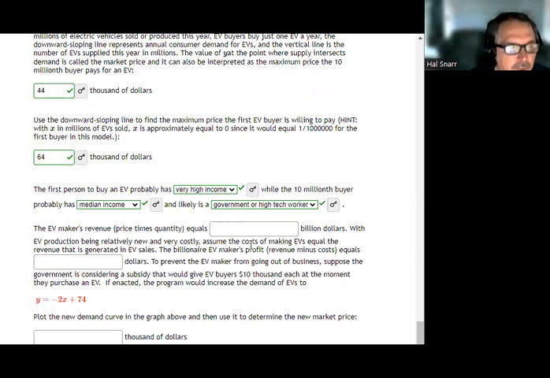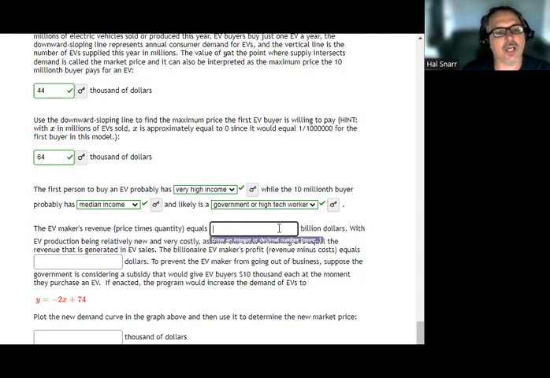Now, here's an interesting question. The EV maker's revenue, and again, revenue is price times quantity, equals what at this point? Well, the price is 44,000. That's the market price, right? Price is 44,000, and 10 million were sold.